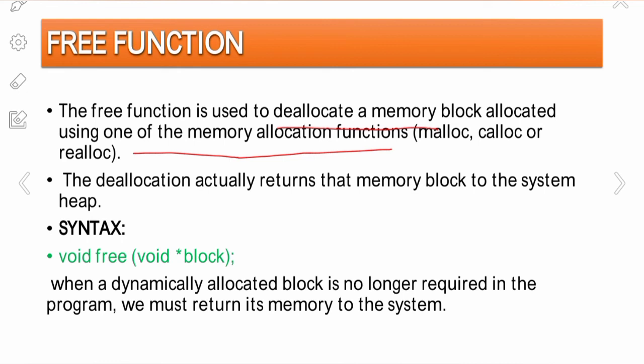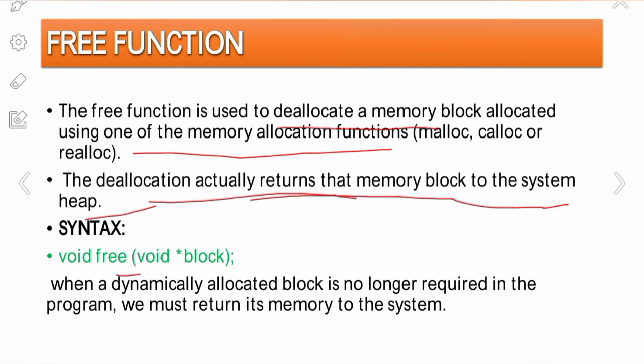Okay, the deallocation actually returns that memory block to the system heap. So it will return the memory block to the system heap, right? We know that we are going to run the programs dynamically in the heap. So after creating, we have to destroy the memory, or else the heap will overflow. The syntax of the free function is void free of void pointer block. So you are going to free the particular pointer here.